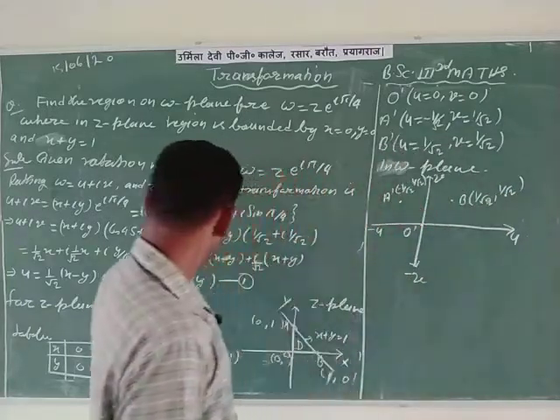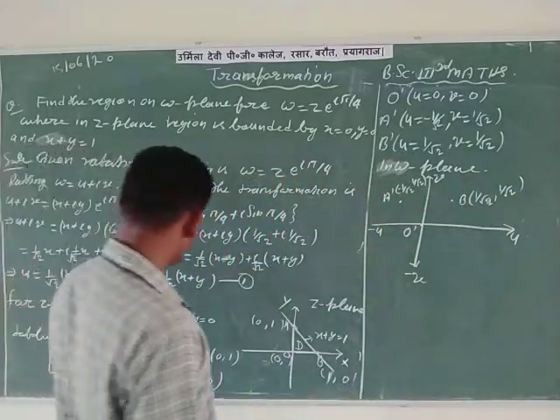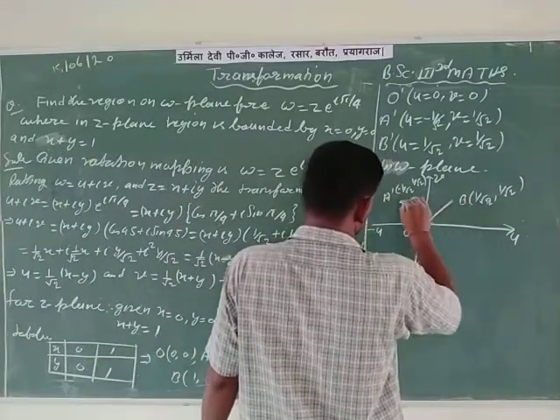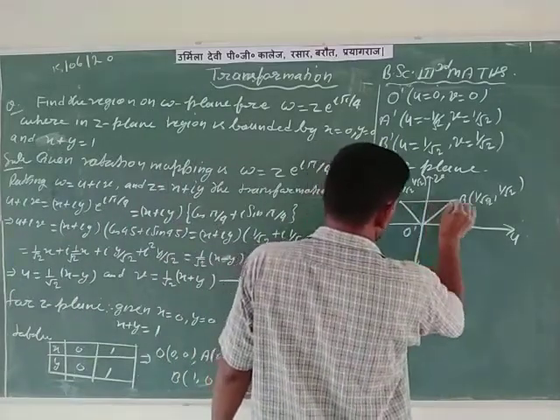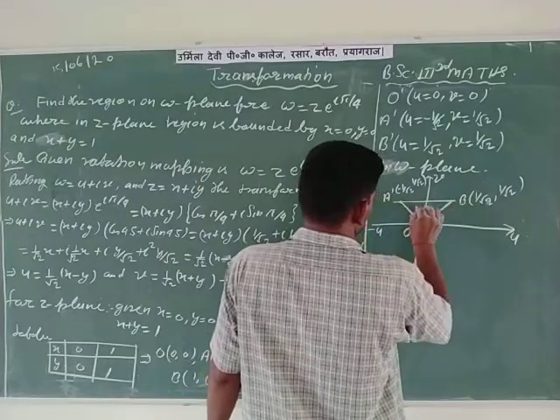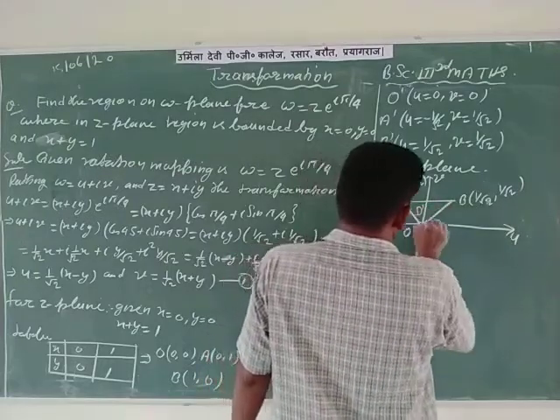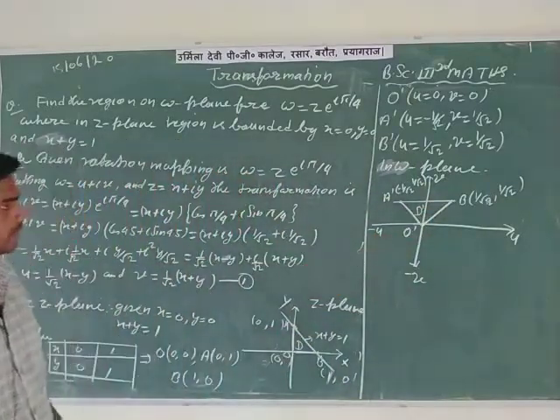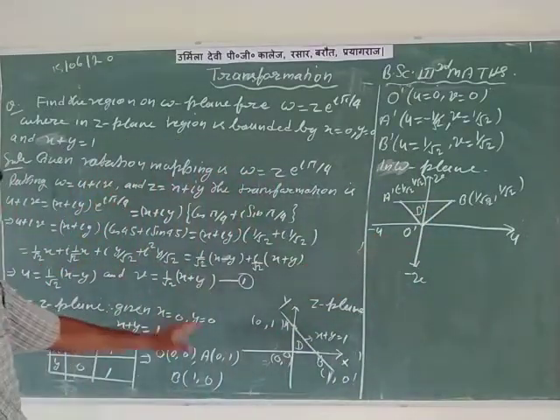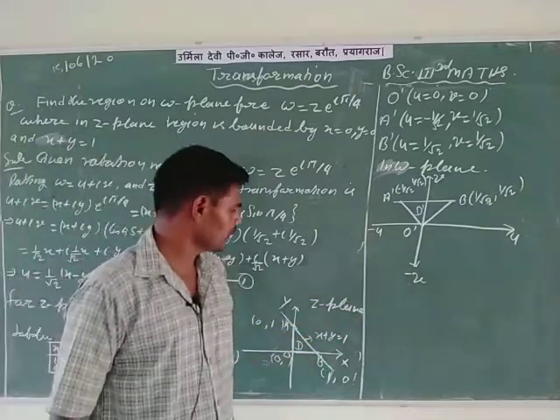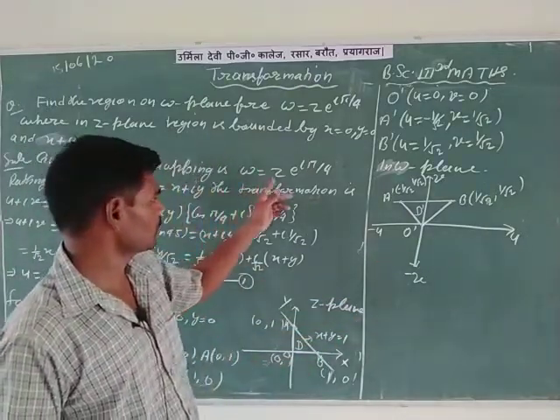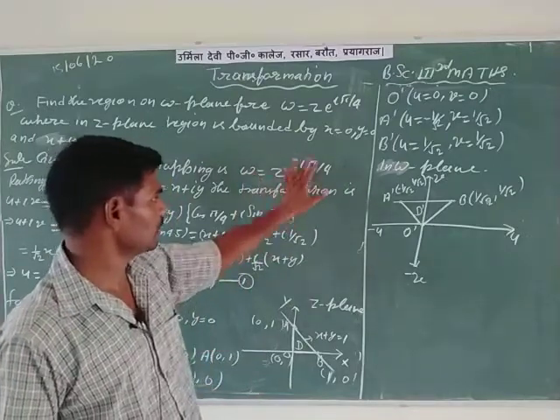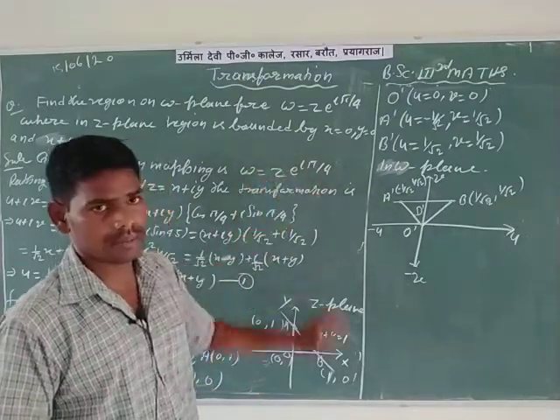Joining all these points, we draw the complete domain in the W plane, denoted by D dash. So it is the complete mapping of the Z plane in the W plane by the mapping W is equal to Z e to the power i pi by 4, which is also known as rotation mapping.